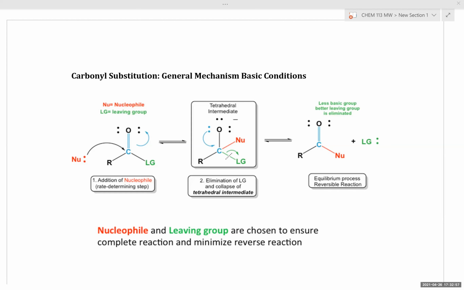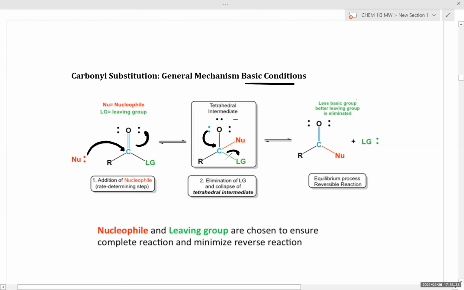So let's look at the basic mechanism for carbonyl substitution. First, your nucleophile is going to directly attack the electrophilic carbonyl carbon. From here, we'll generate a tetrahedral intermediate, which will then quickly collapse to kick out our leaving group. This regenerates our carbonyl and our stable carbon-oxygen double bond and generates our desired carbonyl substitution product.